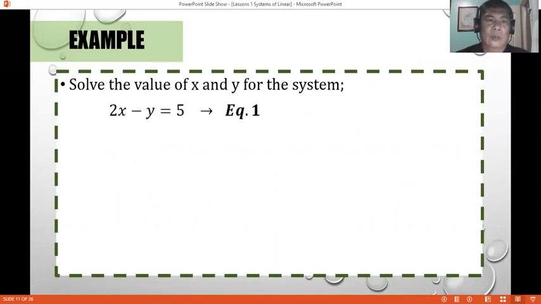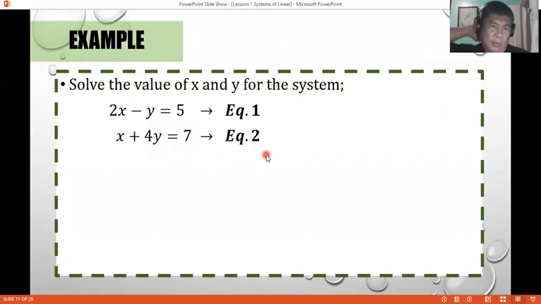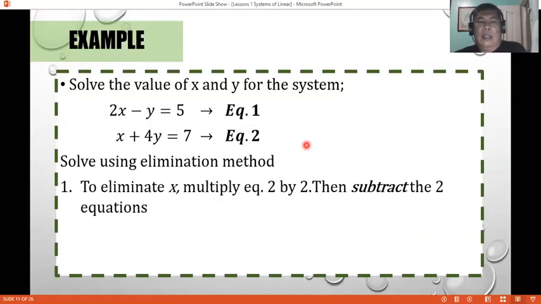Right? So, ang unang equation natin is 2x minus y equals to 5. Our second equation is x plus 4y equals to 7. Now, let us solve using elimination method. As it was stated, sinabi ko elimination, substitution, graphing. Okay? So, elimination. To eliminate x, kailangan parehas yung value ng x.